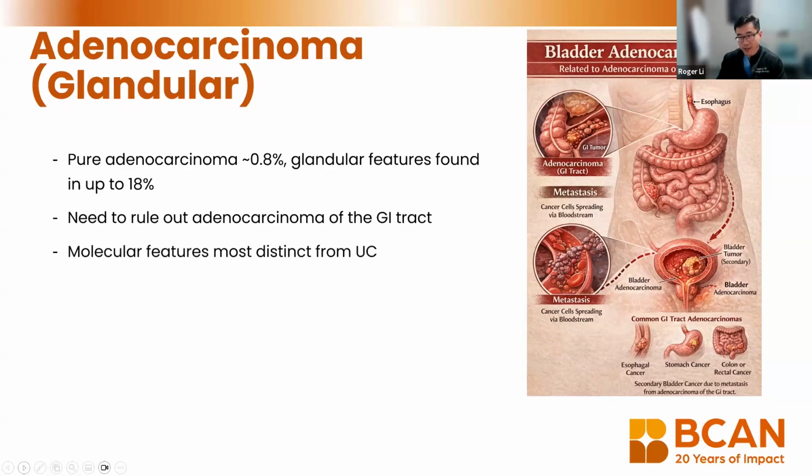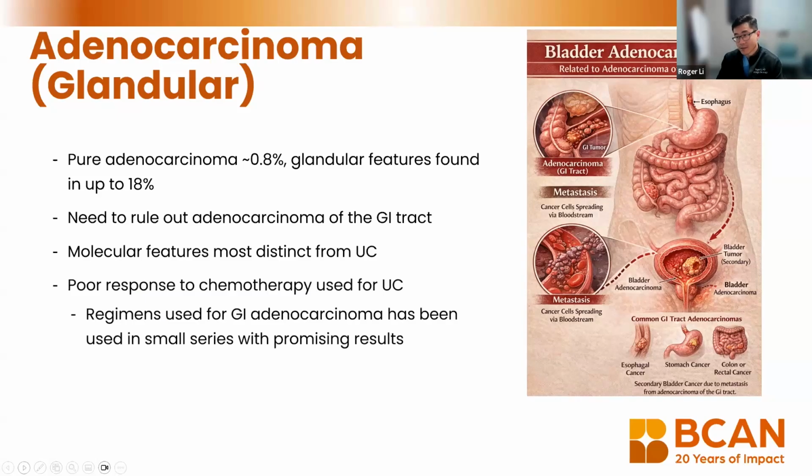And folks like Dr. Al-Ahmadie and others have studied the molecular features of these adenocarcinomas of the bladder, and they found that the molecular features of these are drastically distinct from conventional urothelial carcinoma, unlike some of the other subtypes, which actually share a lot of the mutations, for instance, with urothelial carcinoma, suggesting that they may actually come from the same original clones, but not the case for adenocarcinoma.